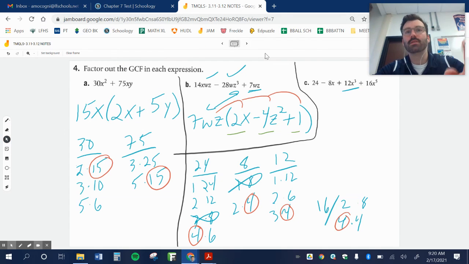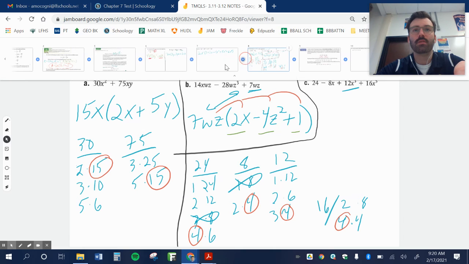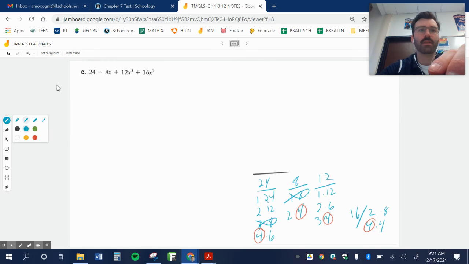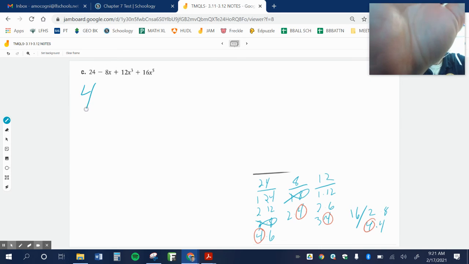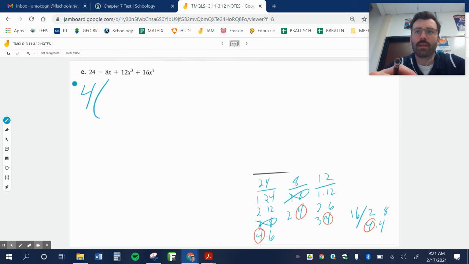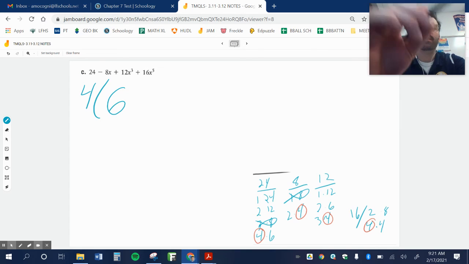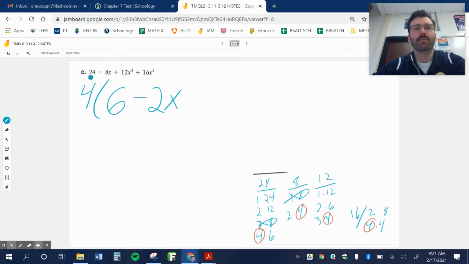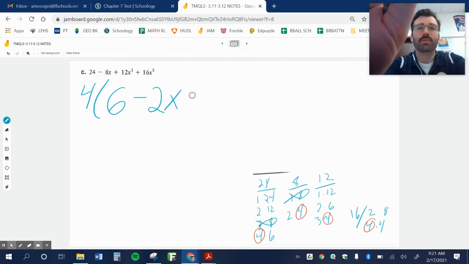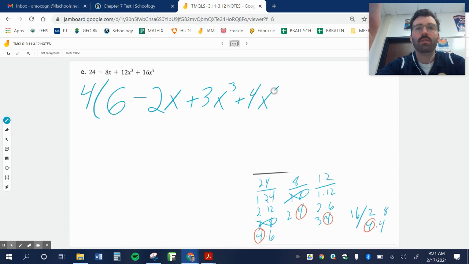I'm going to actually do this on the next page. Our greatest common factor, I said, was 4. And now remember, like I said in the last problem, I have 4 terms, so I need 4 terms inside. 24 divided by 4 is 6. 8 divided by 4 is 2. X comes along. I forgot to mention this: 24 doesn't have an X. Only the greatest common factor is 4, so I can't take any X's out. 12 divided by 4 is 3, and that's X cubed. 16 divided by 4 is 4, and that's X to the 5th.